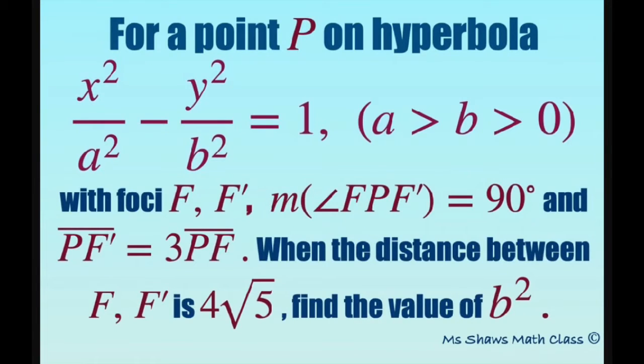Hi everyone. For point P on the hyperbola given and foci F and F prime, we have the measure of angle FPF prime equals 90 degrees. We also have some more information here that we're going to be using. And when the distance between F and F prime is 4 square root of 5, we're going to find the value of B squared. So this B squared right here. All right, so let's digest this. A lot of information. We're going to be using a lot that is given here to find our B squared.